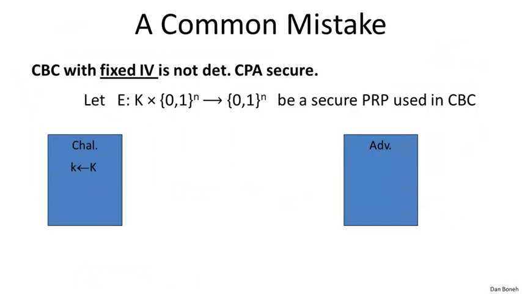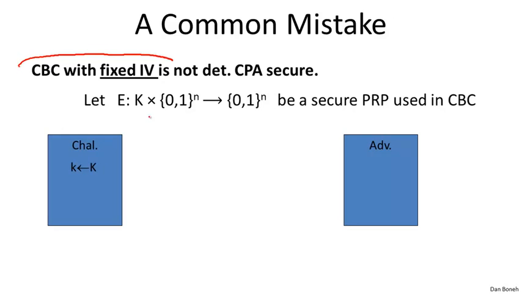So the first thing I want to do is show you that cipher block chaining with a fixed IV, in fact, is not deterministic CPA secure. And this is a common mistake that's made in practice. There are many products that should be using a cipher that's deterministic CPA secure, but instead they just use CBC with a fixed IV and assume that that's a secure mechanism. And in fact, it's not, and I want to show you why.